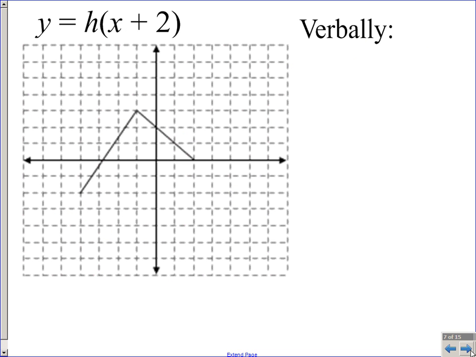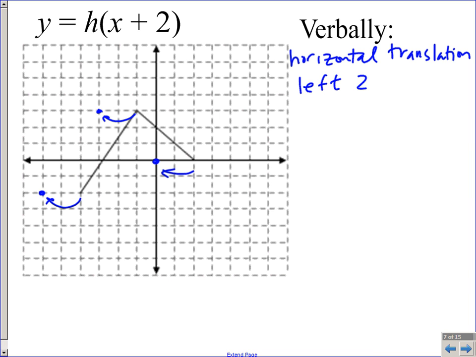The next one looks real similar. Since it's inside the function, we're going to say it's a horizontal translation. And again, remember opposite, or at least intuitively opposite. If it's +2, you might think it's going to the right, but actually this horizontal translation will be left 2 units. I think we can all tell that if we move this shape to the left, the critical points are going to be as shown here in blue. And if we connect the dots, we get the same shape moved to the left. All right.